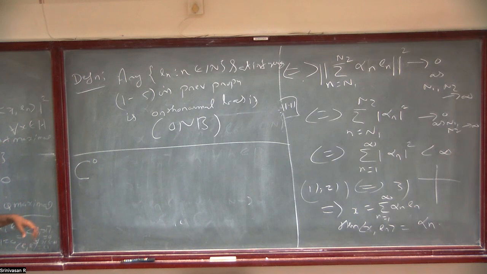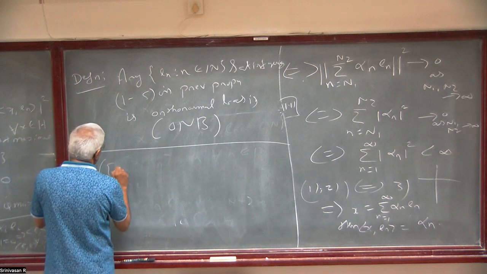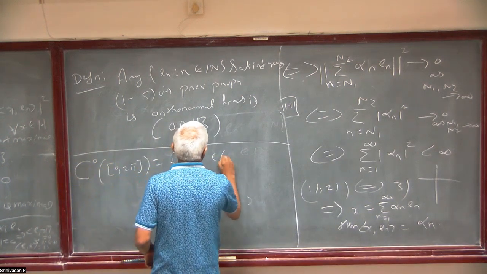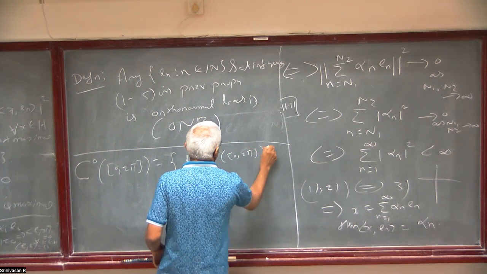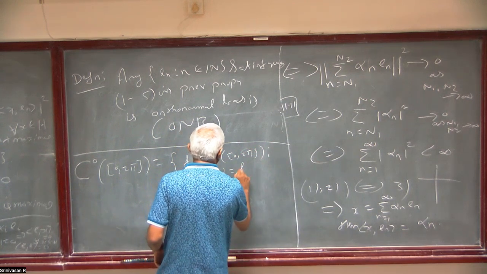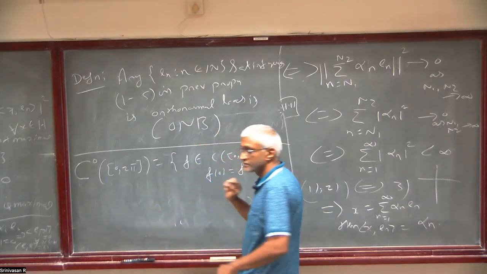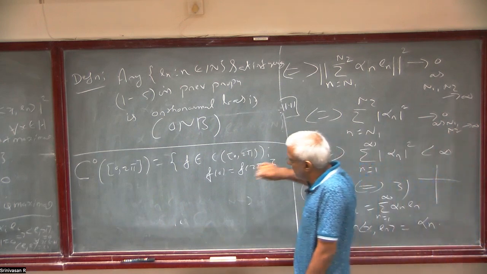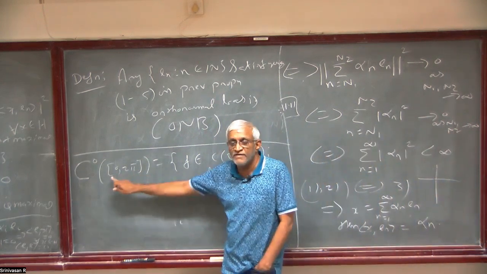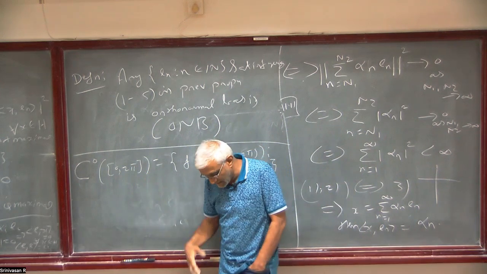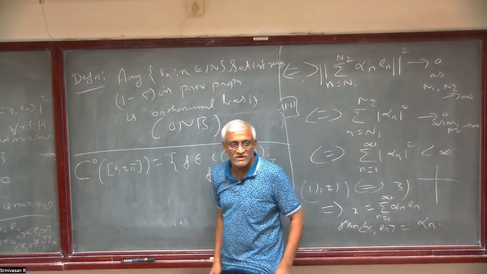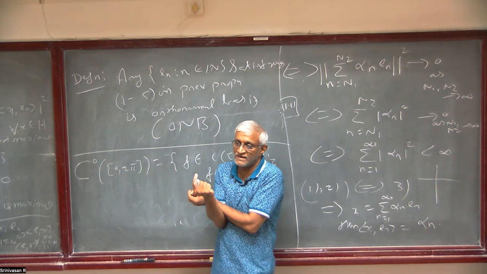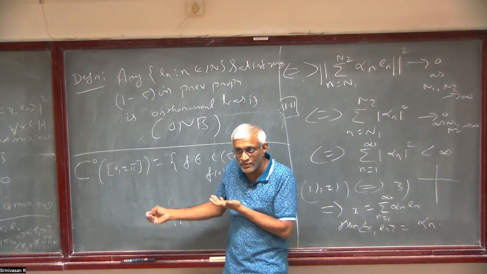So C0 of the interval 0 to pi is all those functions in C of 0 to pi which coincide at the endpoints. This is just continuous functions on 0 to pi where you identify the endpoints. This is what is called a quotient space, where you can identify a whole set with a point. You get a quotient topology, and I don't want to go into that.